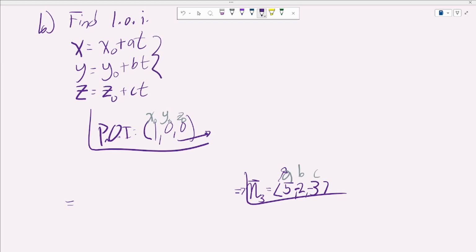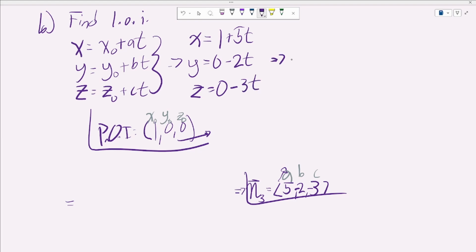So if we just plug those into our equation for our line, we'll have x is equal to 1 plus 5t, y is equal to 0 minus 2t, and z is equal to 0 minus 3t. So then when we write out our parametrized function of a line, we can just write out 1 plus 5t, negative 2t, negative 3t. And that's our equation of our line.